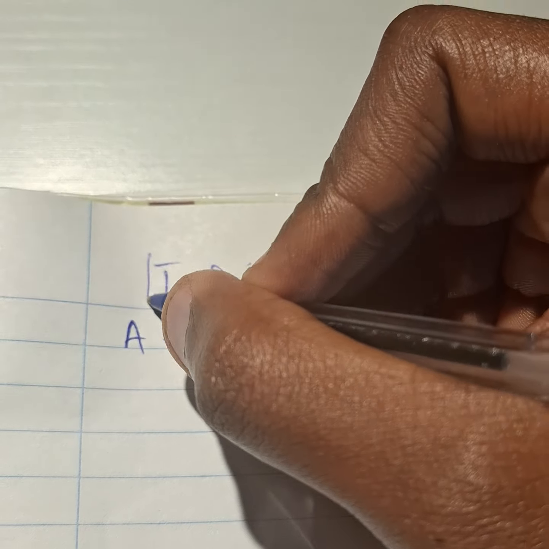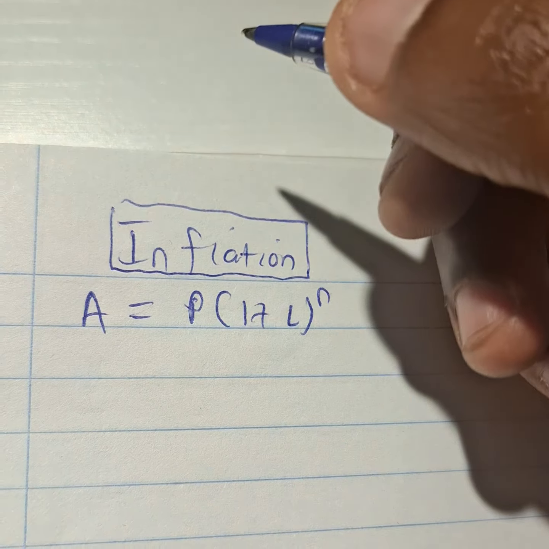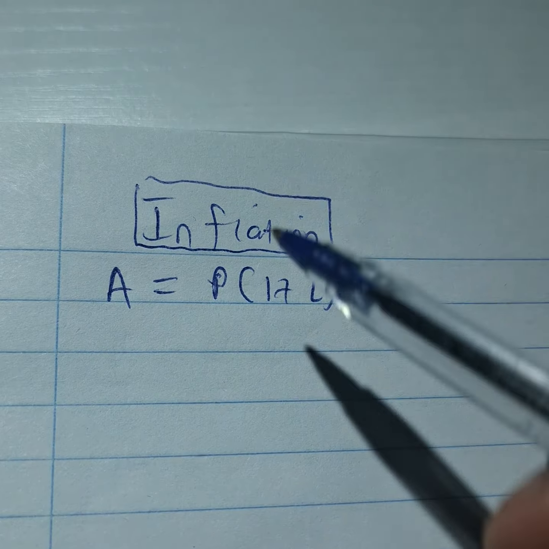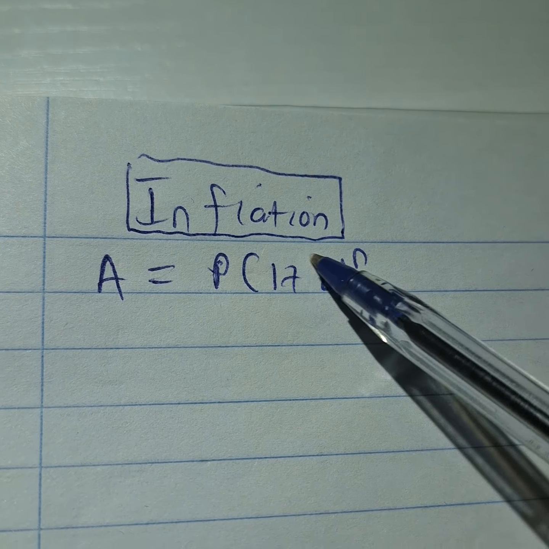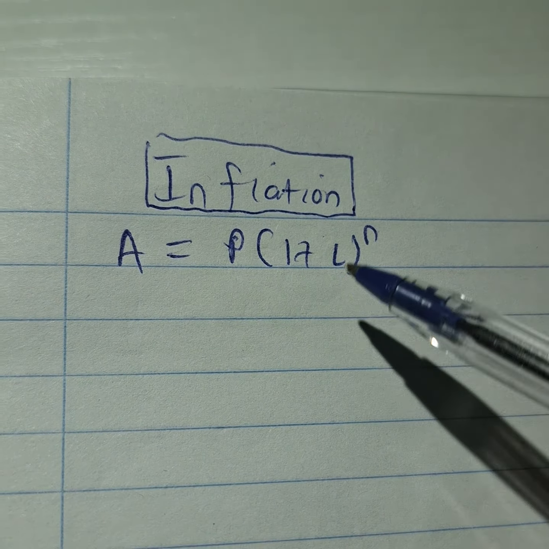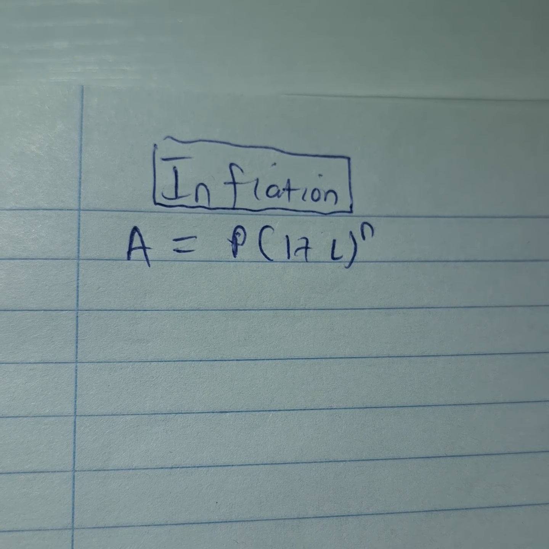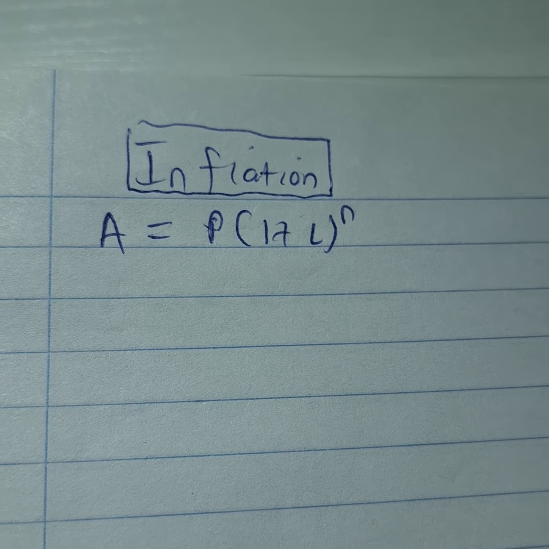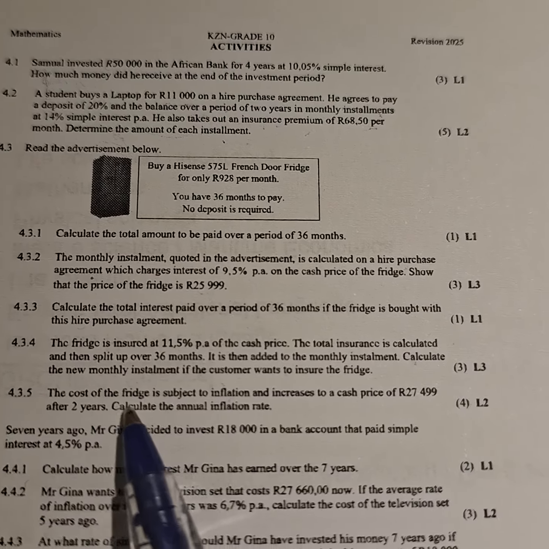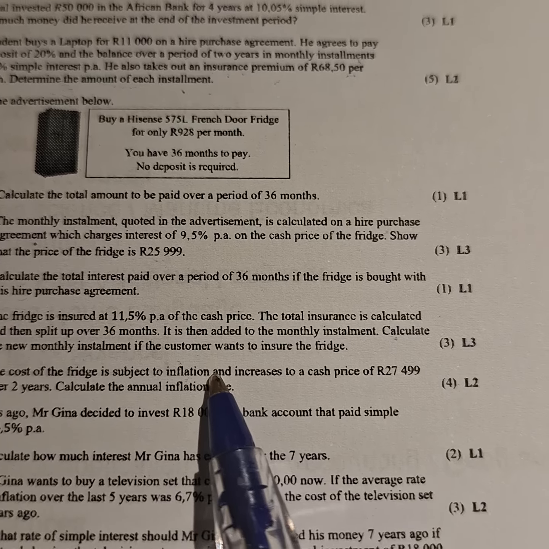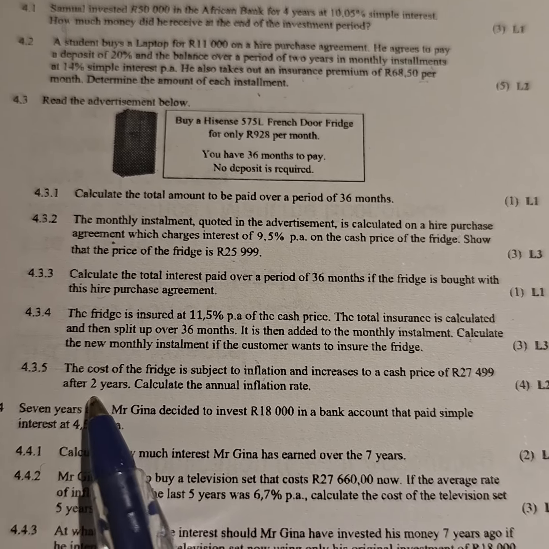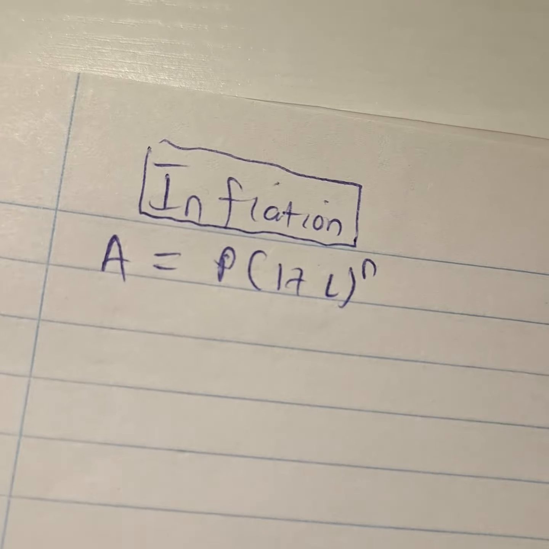Why am I using this? It's because inflation is the average increase in the cost of goods and services over a period of time. We use the compound interest formula when we calculate that, so that I'm not using the simple interest formula, even though this is obviously within the context of a hire purchase agreement. But remember, the specifics here is that the cost of the fridge is subject to inflation and increases to a cash price of 27,499 after 2 years. Calculate the annual inflation rate.